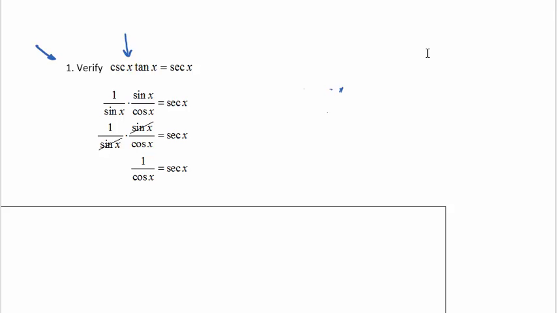So working the left side of the problem here, we're going to turn cosecant into 1 over sine of x, tangent into sine over cosine, and then you can see the sine of x dividing out. We get 1 over cosine of x, which then is the secant of x.